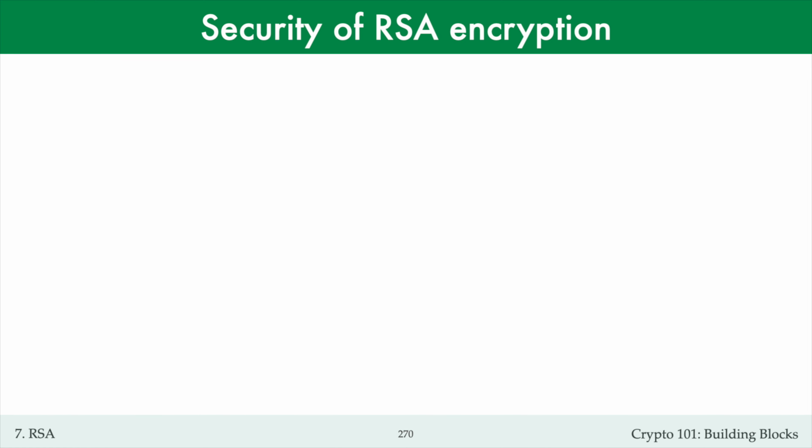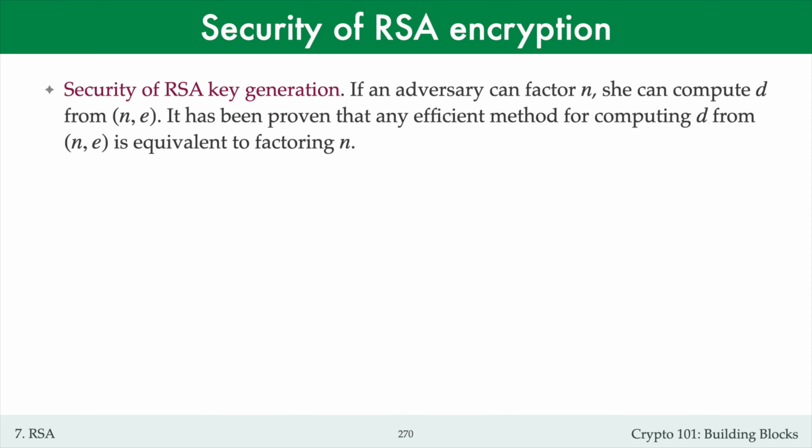Let's first consider security of the RSA key generation procedure. I'll note that if an adversary can efficiently factor n, then she can compute phi of n, and thereafter compute d just as Alice did. In fact, it's been proven that any efficient method for computing the private key from the public key is equivalent to factoring n. So, as long as factoring n remains difficult, no one can compute Alice's private key from Alice's public key. Thus, hardness of factoring n is a necessary and sufficient condition for the security of RSA key generation.